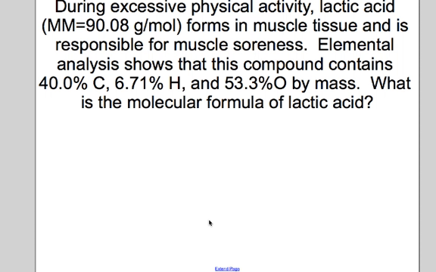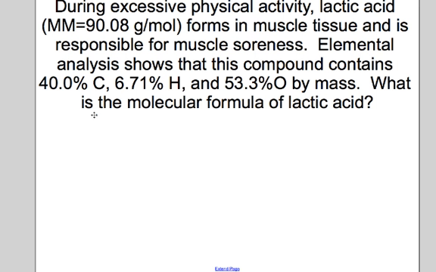So if I look at this problem here, it says during excessive physical activity, lactic acid, which has a molar mass of 90.08 grams per mole, forms in the muscle tissue and is responsible for muscle soreness. Elemental analysis shows that this compound contains 40% carbon, 6.7% hydrogen, and 53.3% oxygen by mass. What is the molecular formula of lactic acid?